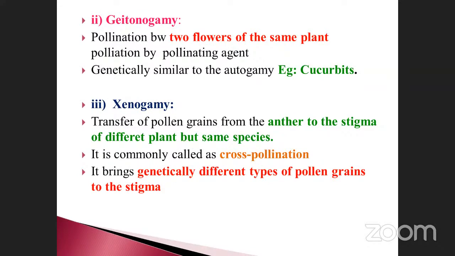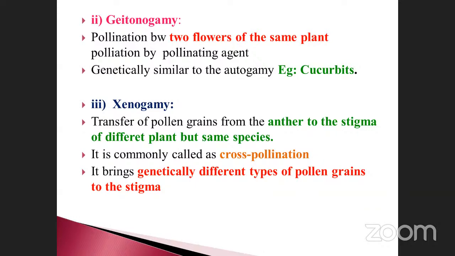The last one is called xenogamy. It is the transfer of pollen grain from the anther to the stigma of a different plant but the same species. Take an example, a family is here, and then after 10 yards there is another plant of the species. The pollen grain is transferred from the nearest place to 10 feet away, to the other plant. This is called cross-pollination. It brings genetically different types of pollen grains to the stigma.